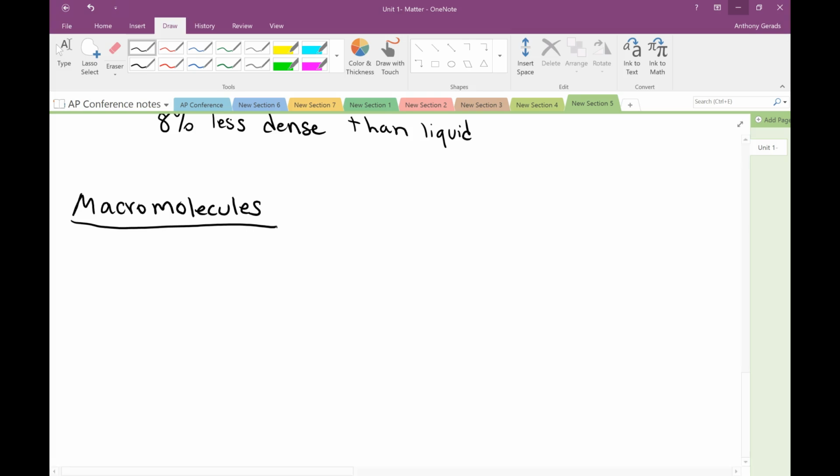Macromolecules. We've got 4 of them. Macromolecule number 1, lipids. Number 2, proteins. Number 3, carbohydrates. And number 4, nucleic acids.